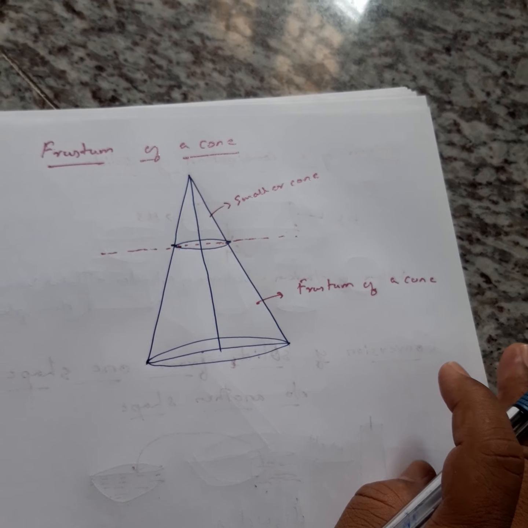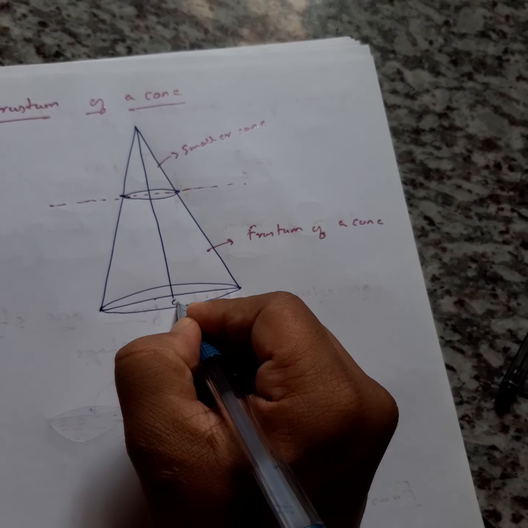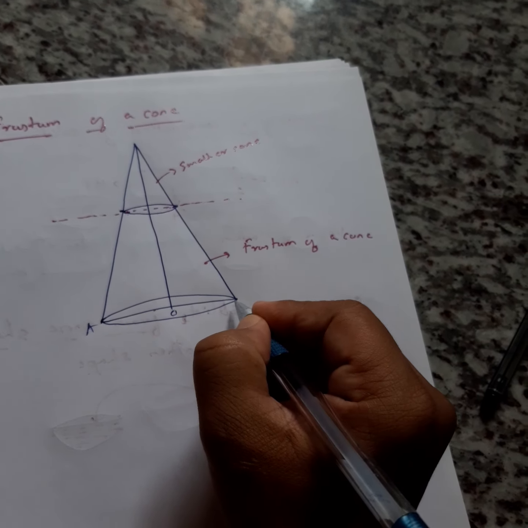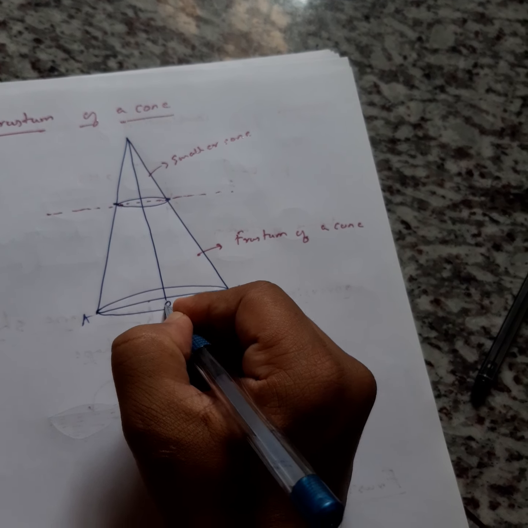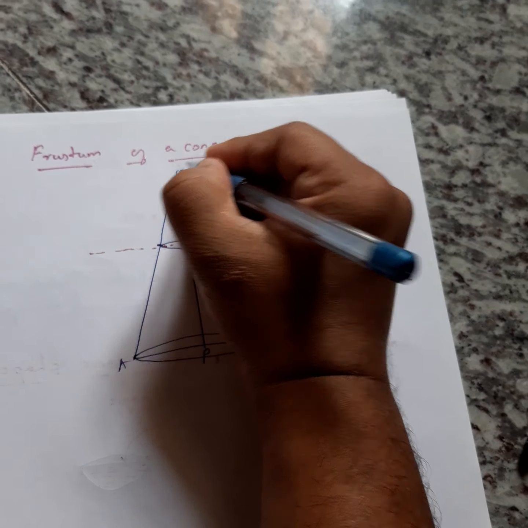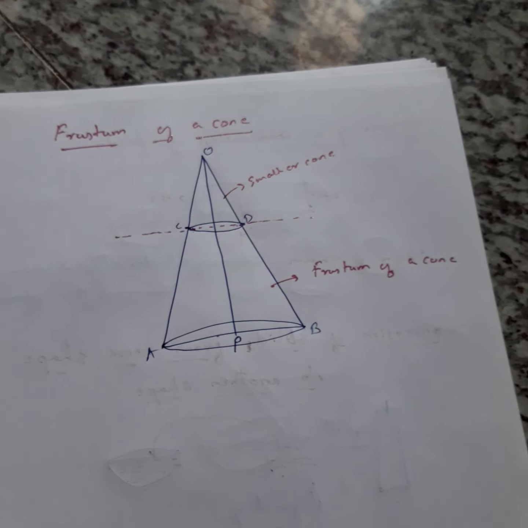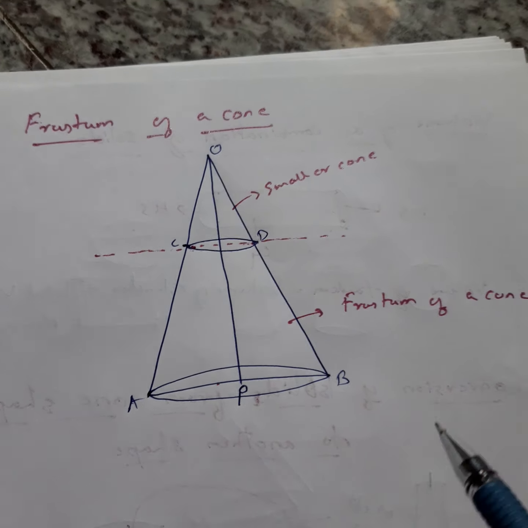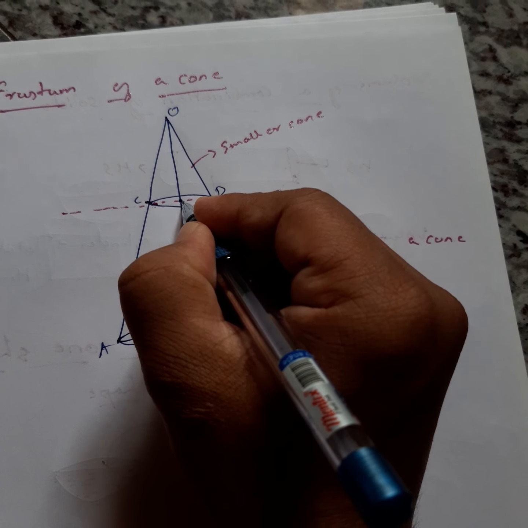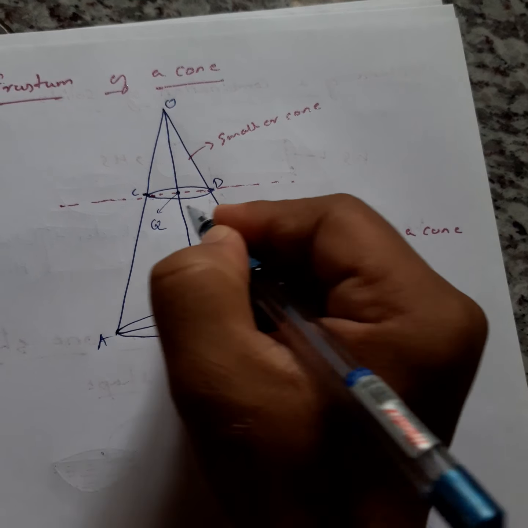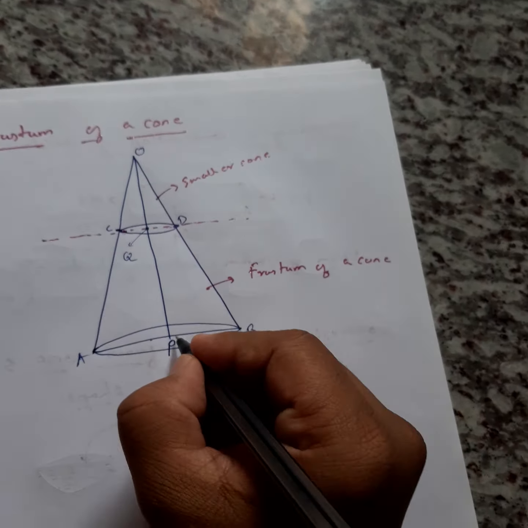So if I look at this particular cone, I'll just name some things here. This point I will name O, this I will name P, this I will name C, D, the points where the cone is cut, and this particular point I'm going to name Q.